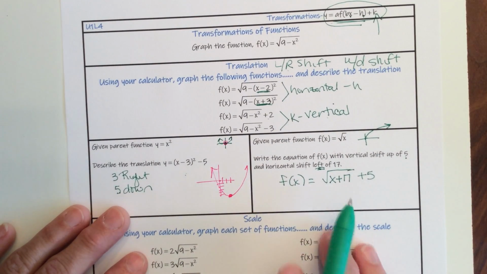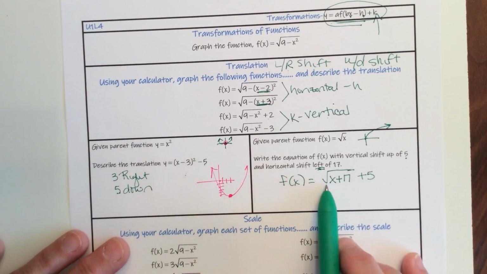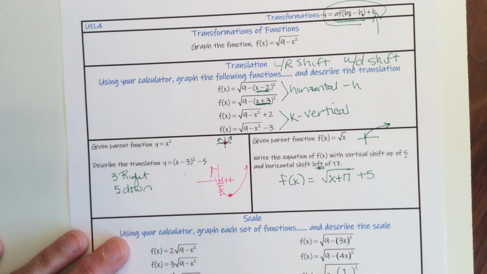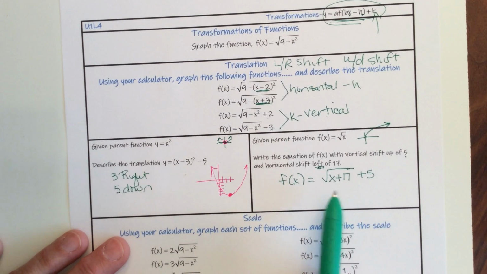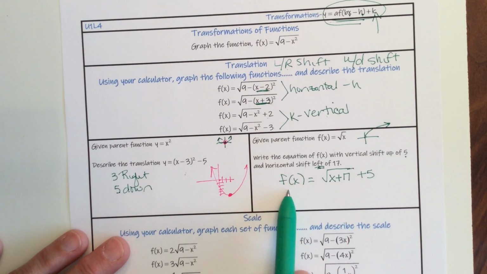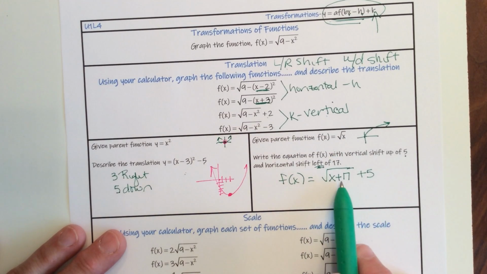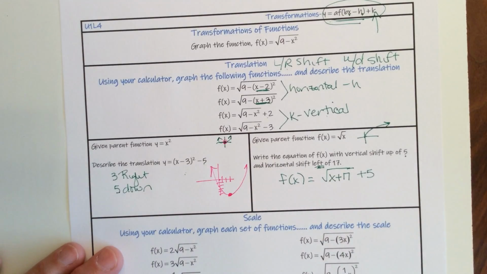You can take time on your own and graph both of these and just look at them. You may have to change your window a little bit so that you can see this function, but this particular function has been translated 17 units left and 5 units up.